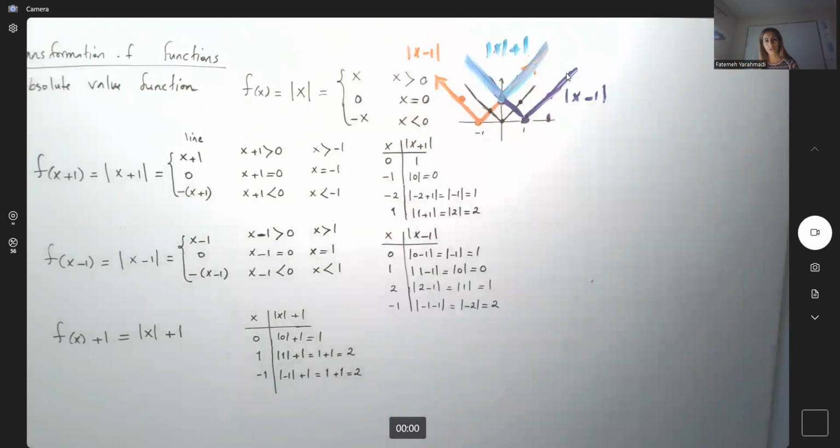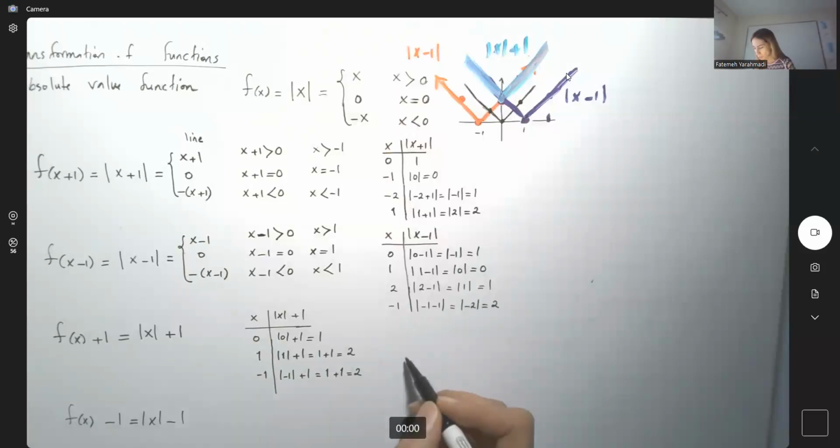And finally, if I subtract a number from my y value, f of x minus 1 is absolute value of x minus 1. I'm subtracting 1 unit from it. So I'm going to write this here, x and absolute value of x minus 1. If I plug in 0, I get absolute value of 0 minus 1 or negative 1. If I plug in 1, I get 1 minus 1 or 0. If I plug in negative 1, I get absolute value of negative 1, which is 1 minus 1 equal to 0.